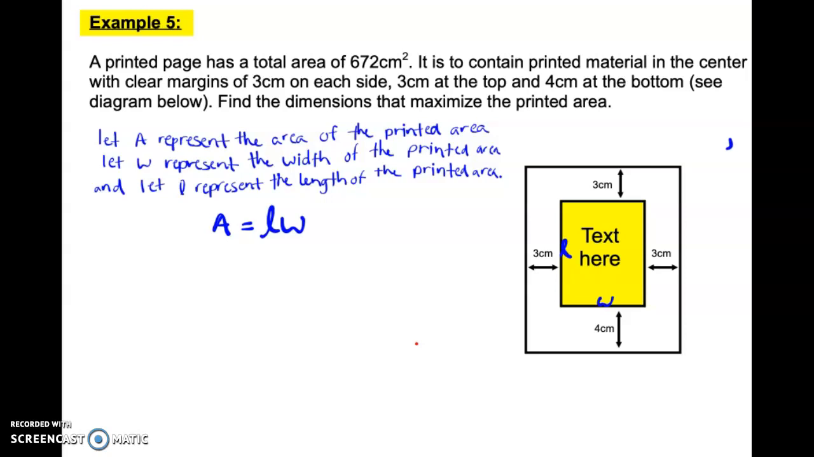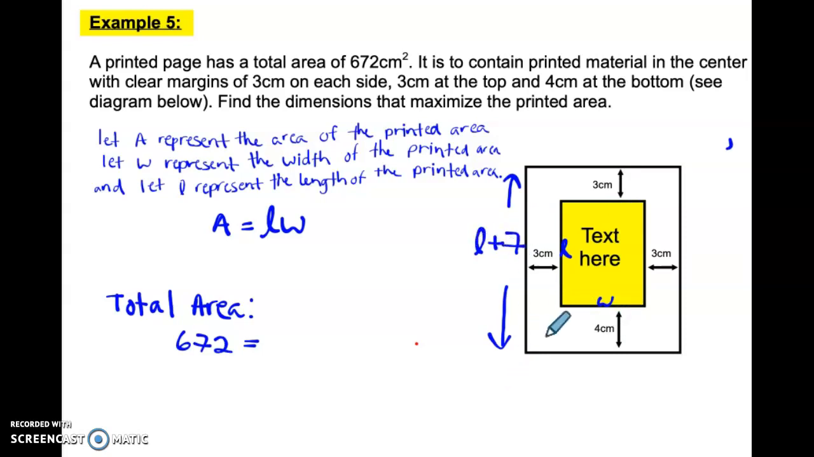We need to come up with a second equation that allows us to write one variable in terms of the other. So the other piece of information they've given us is that the total page is going to be 672 centimeters. Okay, so that is our total area. If we're creating a formula for the total area, it's going to be 672, which is the area, and that's going to equal this length. That full length would be the length of the yellow area plus the top and the bottom, so plus this 3 centimeters on top and 4 centimeters on the bottom.